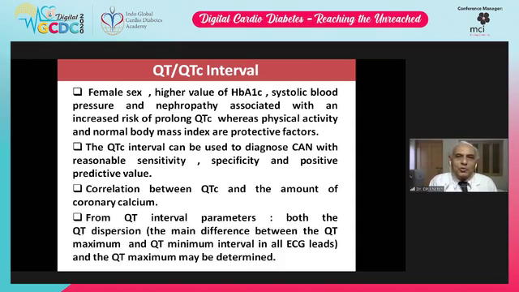The QTc interval can be used to diagnose cardiovascular autonomic neuropathy with reasonable sensitivity, specificity, and positive predictive value. Correlation between QTc and the amount of coronary calcium is a well-known fact. From the QT interval parameters, there is QT dispersion, the difference between the QT maximum and the QT minimum interval in all the ECG leads, and the QT maximum may be determined. All these factors tell us the occult history behind the progression of subtle changes in a diabetic patient to be recorded on the ECG.